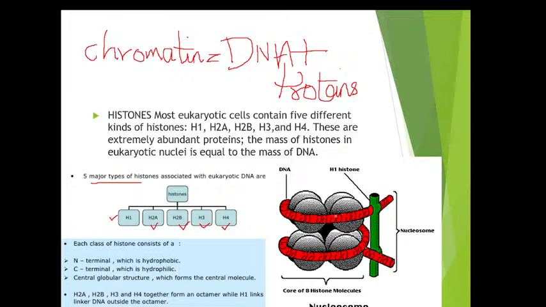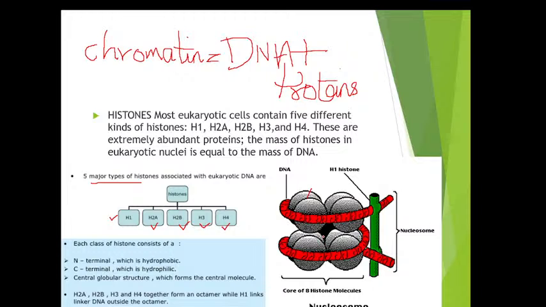This is DNA which is wound around the histones. These gray structures are histones. This is the H1 histone, and DNA is found coiled around the histones inside the nucleus. So the histones hold the DNA together inside the cell.